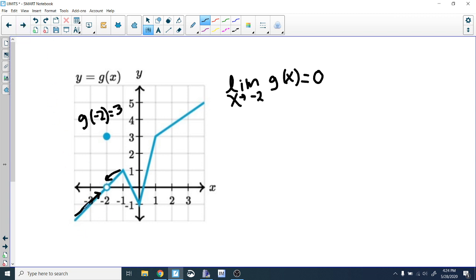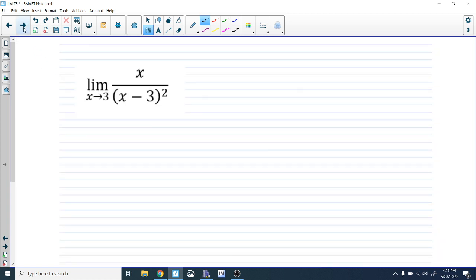Keep in mind that this is something that we're going to talk about a little bit more, approaching a value from the left and the right to find a limit answer as we move on to a couple other examples here. Take a look at this one.